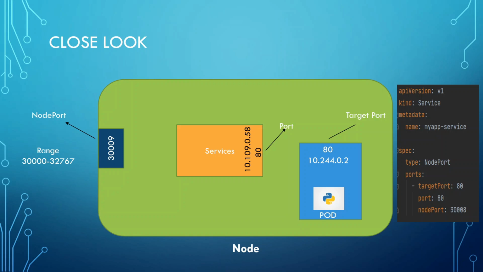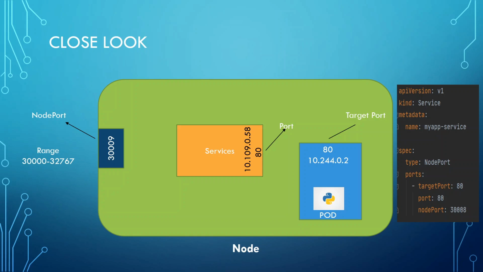There are three types of Kubernetes services. First is NodePort, then ClusterIP, and the third one is LoadBalancer. Firstly, we will see the NodePort, and I am going to cover the NodePort services first.